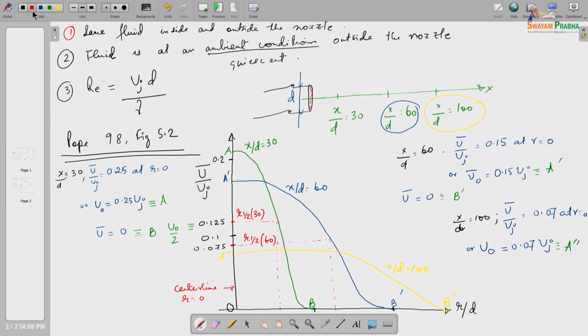I take half of that. So, then I take half of that velocity, which is basically this, right. So, this is my r half, this is my r half at 100, and this corresponds to about 0.035. Okay. So, as you can see here, this is my r half at x equal to 30, this is my r half at x equal to 60, this is my r half as I go to 100. So, what do you see?